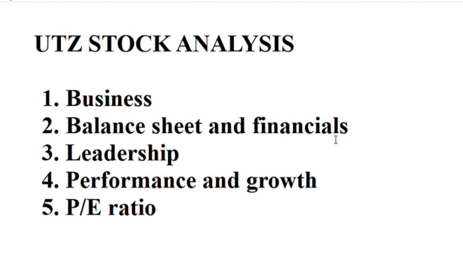And the fifth thing that I look at is the P/E ratio. The P/E ratio is a very important metric. So the P/E ratio and the forward P/E ratio. Generally, for a snack business or a business like that, I'm looking for a P/E ratio of anywhere from 12 to 24. That's a safe zone to be in.